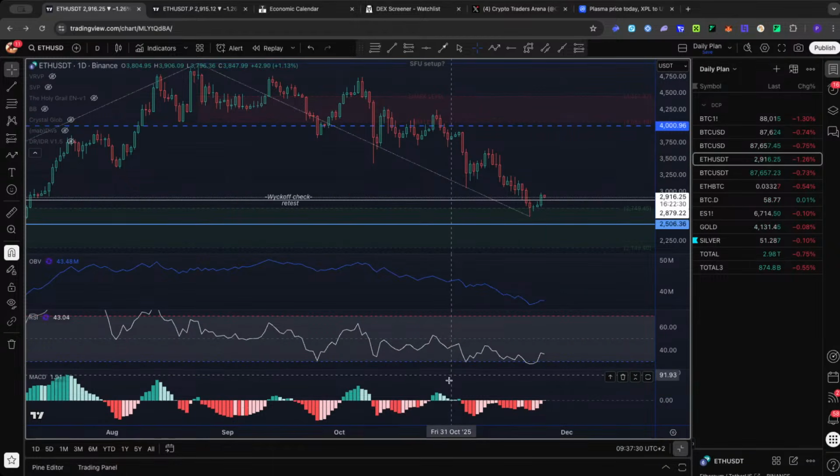On Ethereum, we have some potential bullish divergence on MACD. You can see MACD is trying to tell us something, but nothing on OBV, nothing on RSI. If you go on the 1 hour chart, you'll probably see some bullish divergence, but for the daily time frame, not enough.